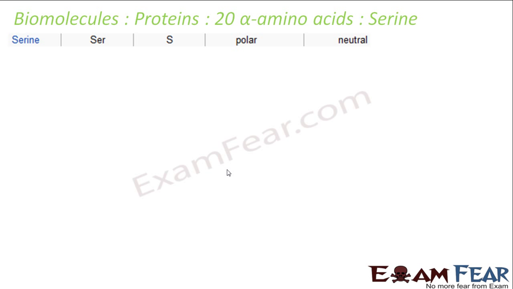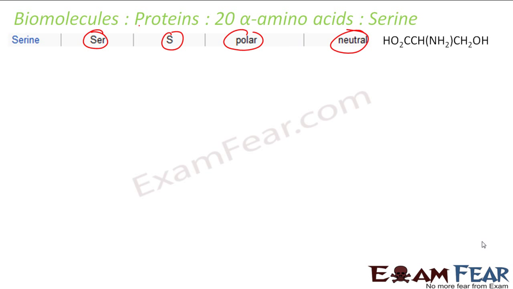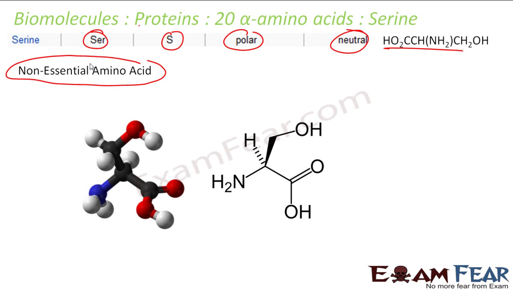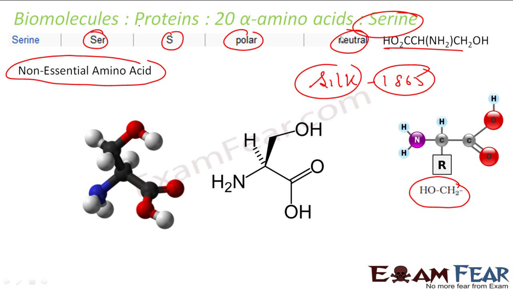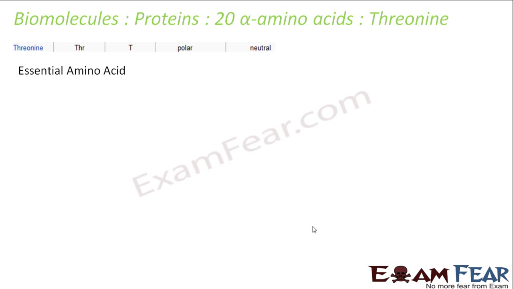The next is serine. SER is the 3-letter code to denote this. S is the single letter. It is polar and it is neutral. This is the molecular formula of serine. This is again a non-essential amino acid. The body can produce it. This is the structure of serine. If you compare with the general structure, you see that R is nothing but CH2OH. It was first obtained from silk in 1865, and thus the name serine came, because serine means silk in Latin. Correct? And why is it neutral? Because we have COOH and NH2. One COOH and one NH2, so it is neutral.